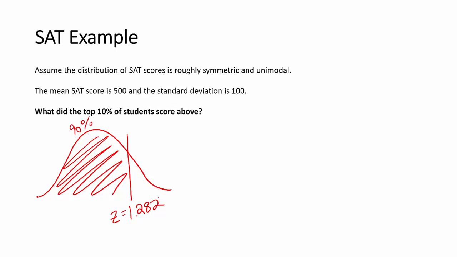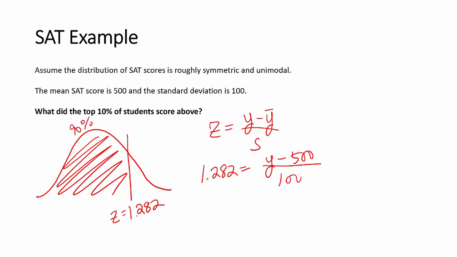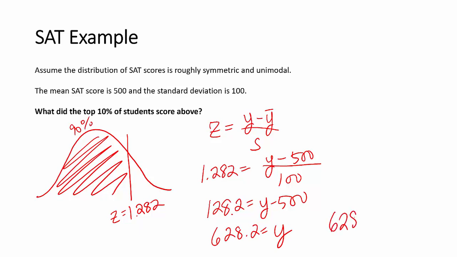Okay, so let's do our formula here. You know, the z equals whatever the value minus the mean divided by the standard deviation was. So this time we know the z. We don't know the original score, but we know the mean and we know the standard deviation. So let's solve this equation. Add 500. And there it is. So I would say that those students, they had to score above a 628 to be in the top 10%.